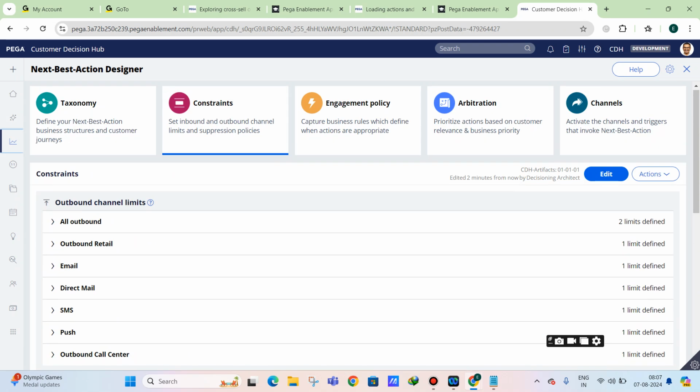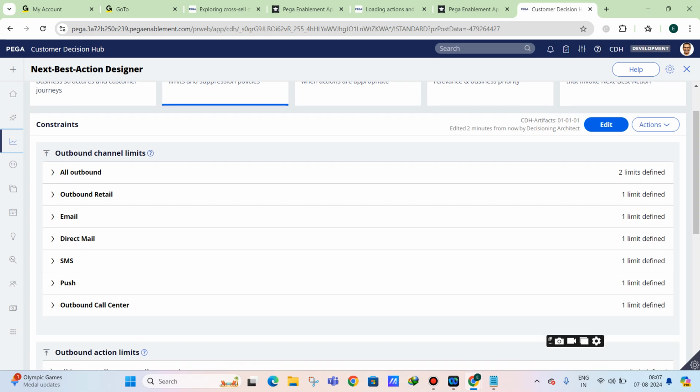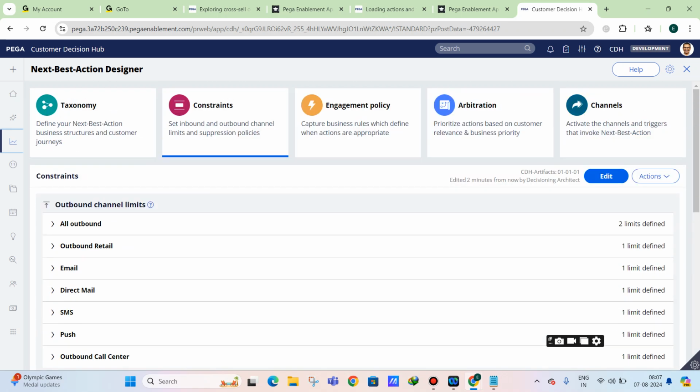What is the hierarchy? Constraints will contain two things. Constraints will contain the outbound channel limits, and in the latest version they have added inbound channel limits also, which we will cover in the latest topic sessions. In the previous version, till 8.8, you will have outbound channel limits. That means the contact policy is one feature, and the second feature is suppression rules. So the constraints will contain contact policies and suppression rules.